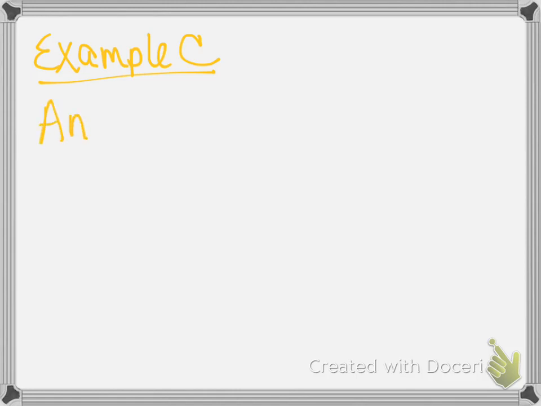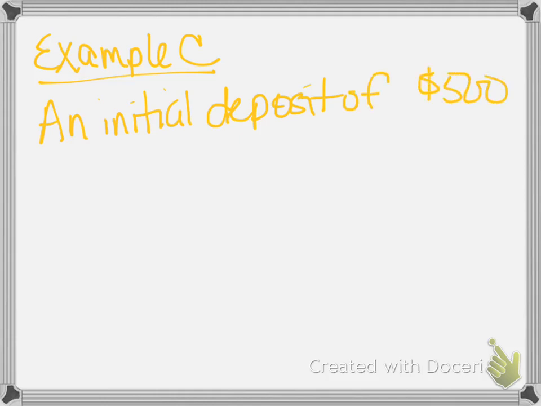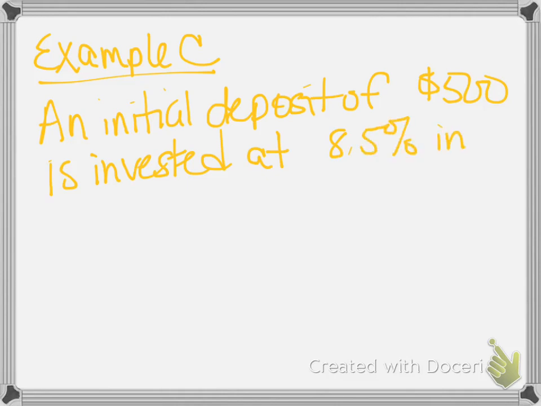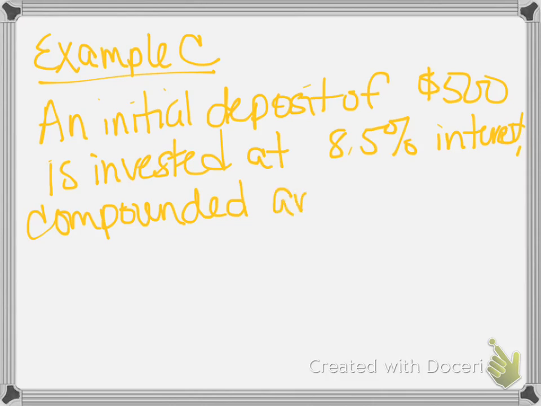Here's the problem. An initial deposit of $500 is invested at 8.5% interest. And this is compounded. Sorry about my little kid handwriting. Once again, I didn't get that nice thin little marker I'm looking for. Compounded annually.